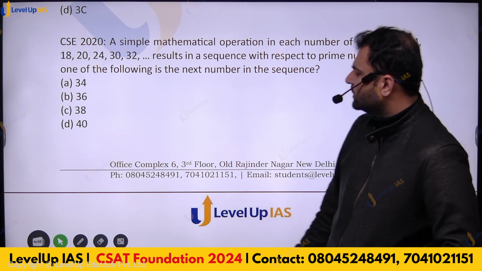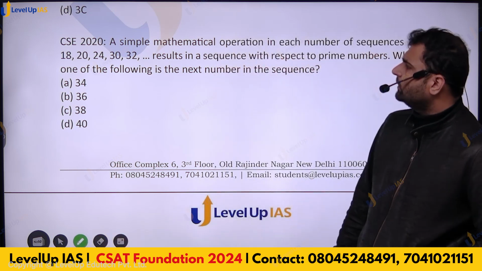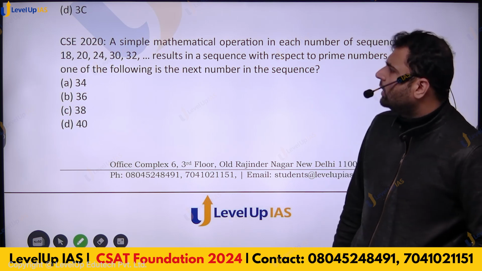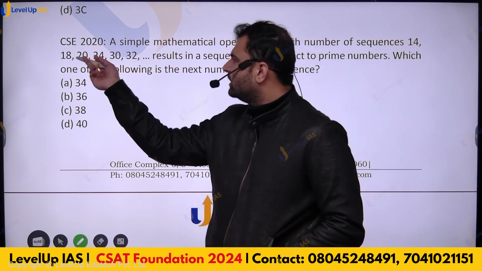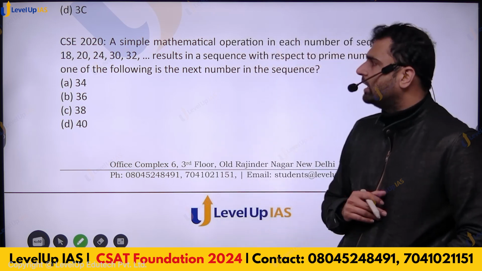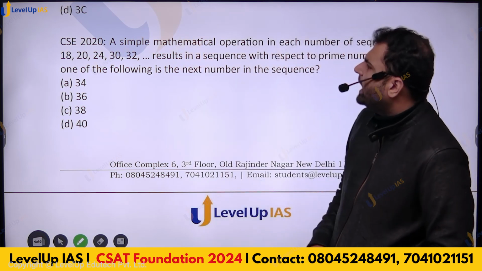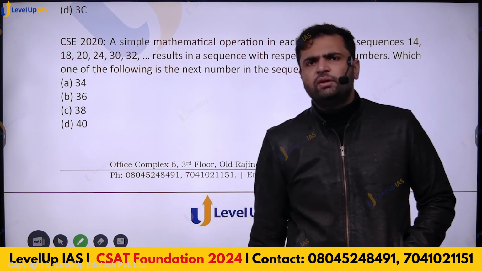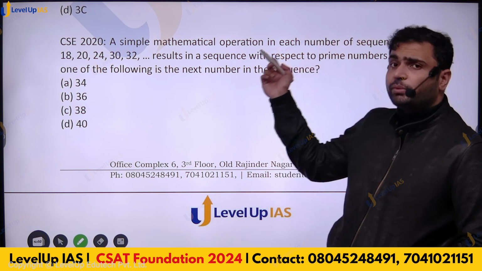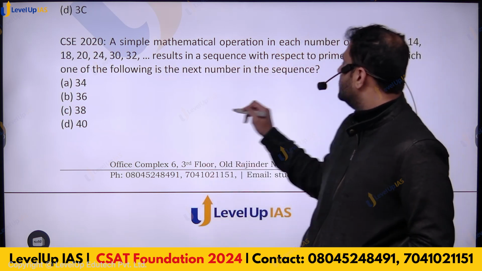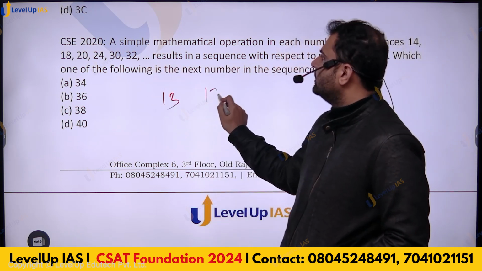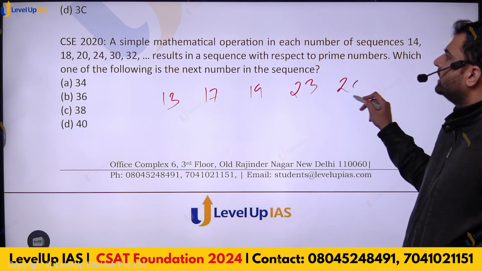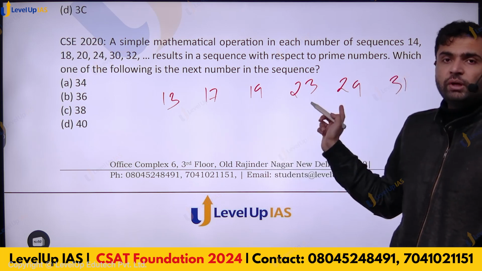Now we make certain observations. Is it possible? These are all even numbers. So if we halve them, do we get prime numbers? Not really. Here we'll get 9, etc. So that is not the mathematical operation. If we add 1, here we get 15. Here we get 25. So no, not really are we getting prime numbers. But if we subtract 1 from each and every number, see what we get. We get 13, 17. Then we get 19, 23, 29, 31. So we are getting consecutive prime numbers.